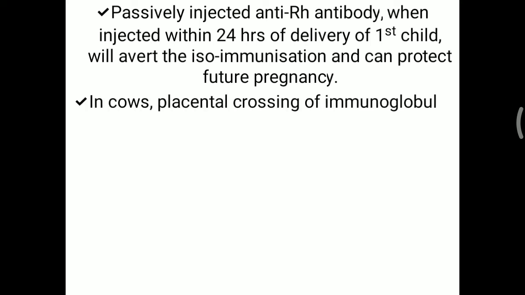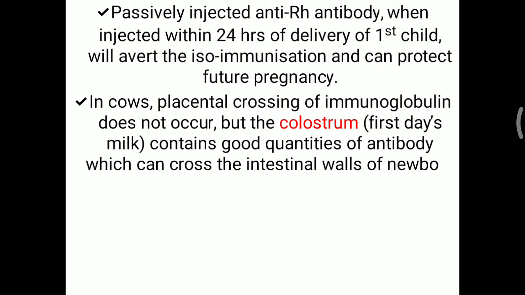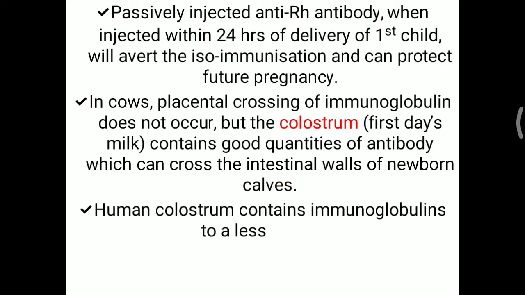Further, in cows, placental crossing of immunoglobulins does not occur, but the colostrum, the first day's mother's milk, contains a good quantity of antibody which can cross the intestinal walls of newborn calves. But in humans, it is generally not occurring. Human colostrum contains immunoglobulin to a lesser extent. So that is the main thing that you have to remember about Rh isoimmunization.